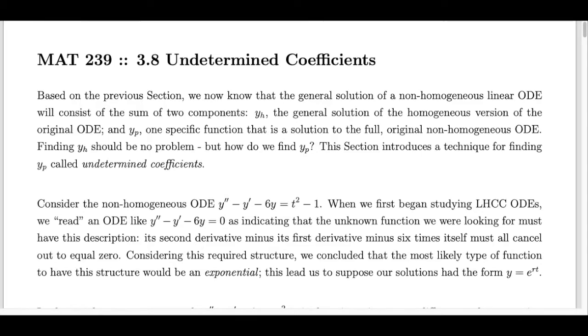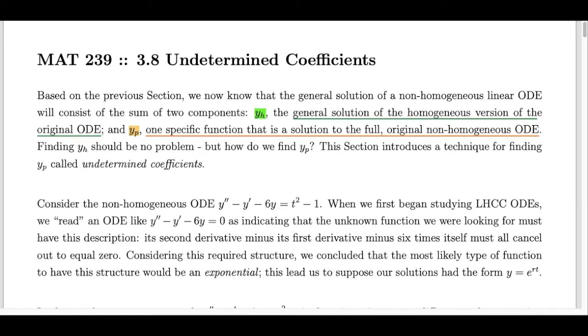Section 3.8, Undetermined Coefficients. Based on the previous section, we have a sort of abstract procedure for solving non-homogeneous linear ODEs. The general solution will consist of two components. First, we'll have y sub h, which is the general solution of the homogeneous version of the original ODE. And then we'll have y sub p, which is one specific function that is a solution to the full original non-homogeneous ODE.